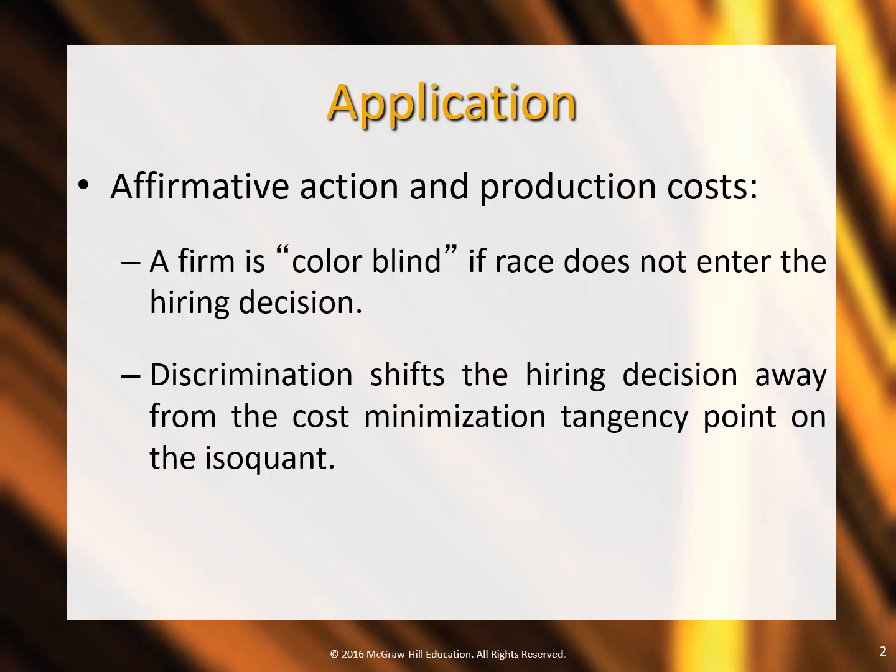Affirmative action policy and production cost. We have two types of firms, color-blind firm and discriminatory firm. A firm is color-blind if race does not enter the hiring decision. Discrimination shifts the hiring decision away from the cost minimization tangency point on the isoquant.